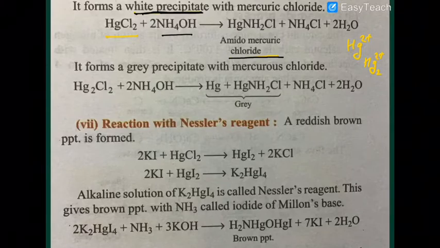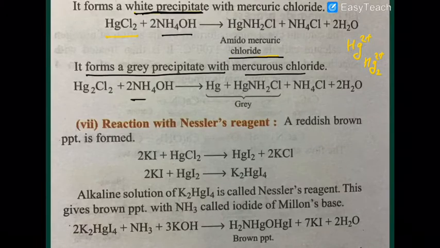It forms a gray color precipitate when it reacts with mercurous chloride. So with mercurous chloride, you will get mercury (Hg) plus amido mercury chloride. That is a gray color precipitate. Are you getting that or not?